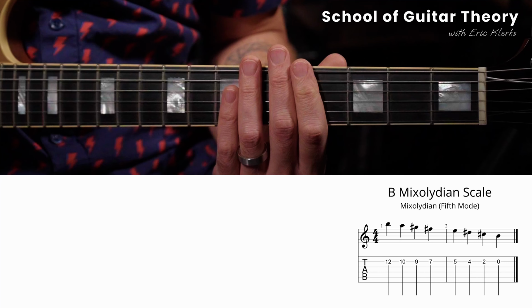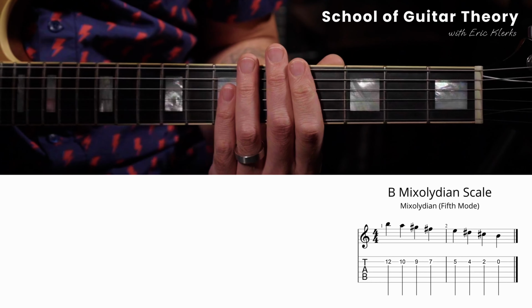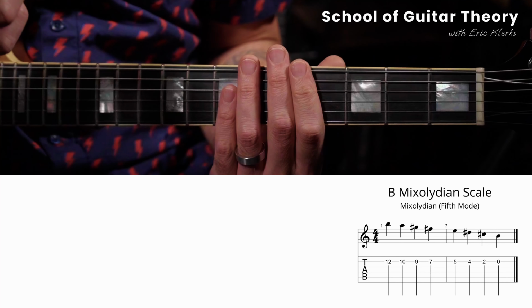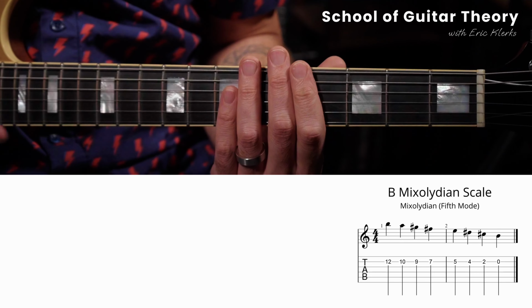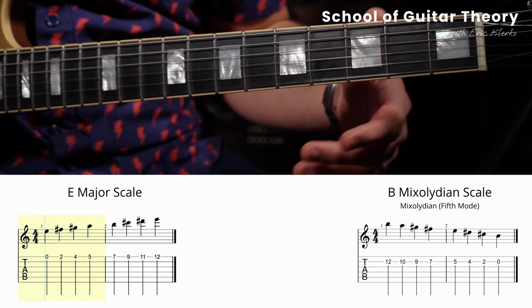So what's a mode? Well, if you take any major scale and you start or end that scale on a note other than the root note, the starting note, the name of the scale, you get a mode. That sounds kind of confusing, I know, but let's take the E major scale as an example. So we're going to play this E major scale.